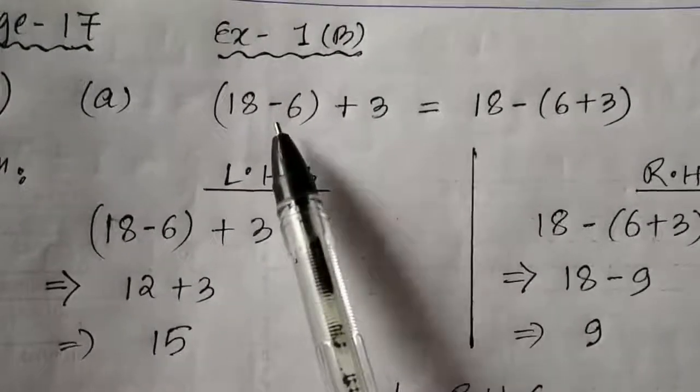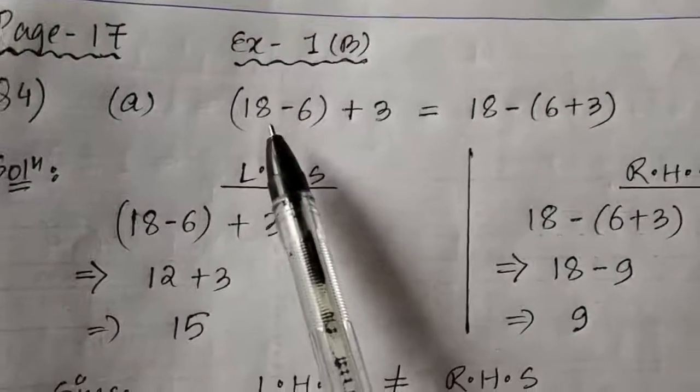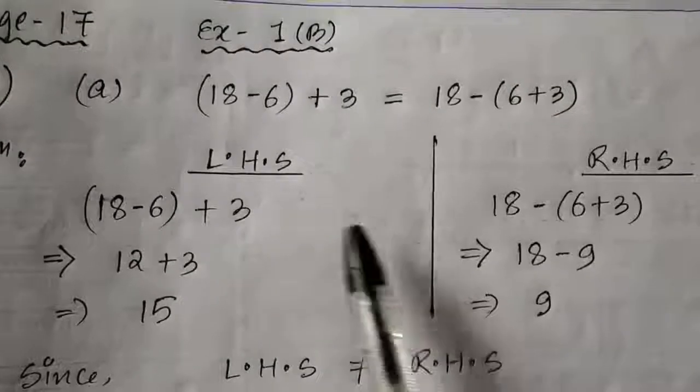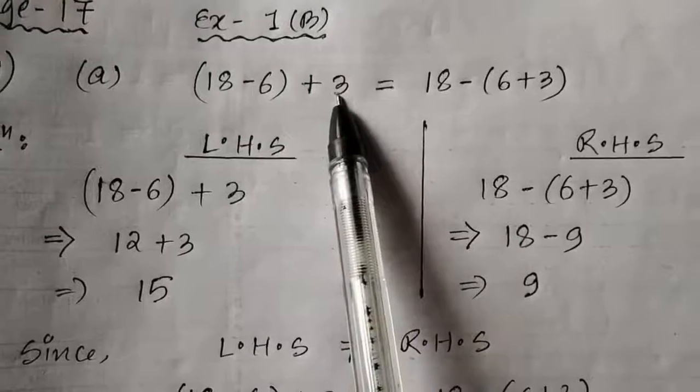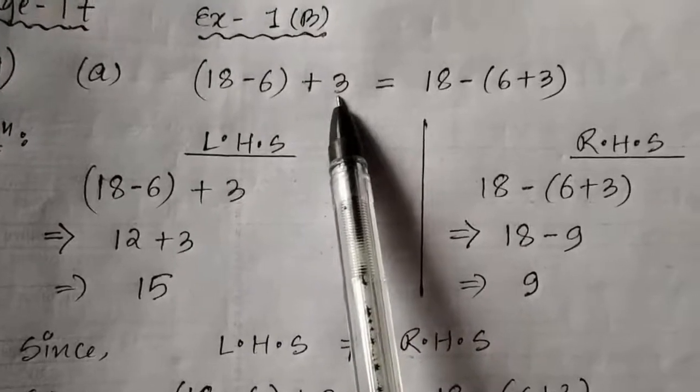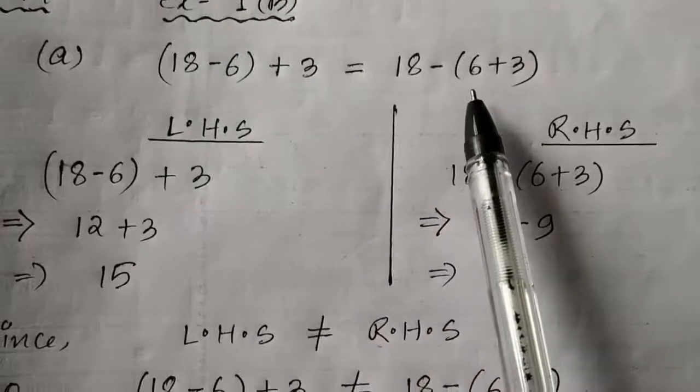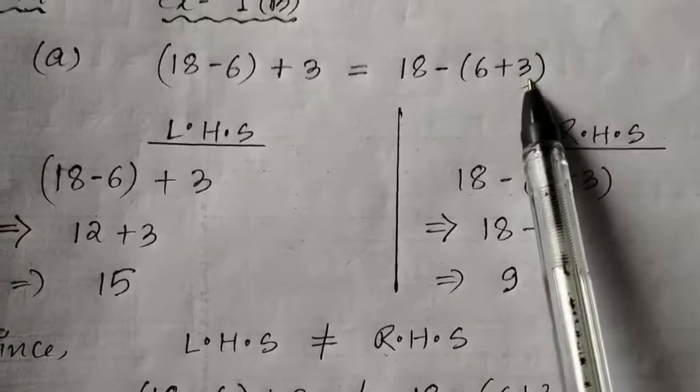Every time we have to show some verification, we do LHS and RHS. In the LHS we will write the left hand side of the equal to sign. In the RHS we will write the right hand side of the equal to sign.